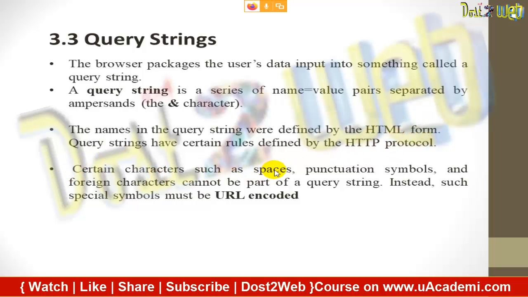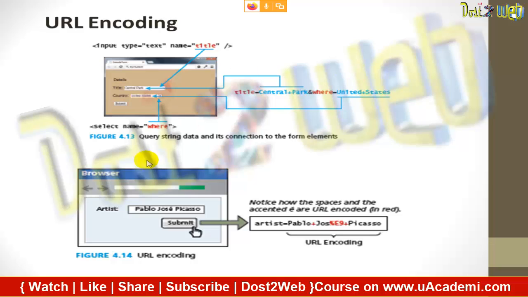Certain characters such as spaces, punctuation symbols and foreign characters will not be considered directly in your query string. Instead, such special symbols must be URL encoded. That means those special characters and symbols will be encoded into the URL. How will it look? Let's see the example. Here you can see the example.